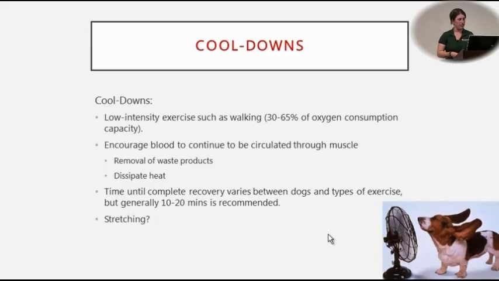Cool downs. This is a similar principle, just kind of walking the dog around, progressively decreasing the amount of intensity that they're doing. So you just lower the intensity of the exercise by about between 65 to 30% of the oxygen consumption capacity of the muscles. So progressively starting with like 65% of what they were doing, down to 50% of what they were doing, down to 40, 30, down to when they are cool.